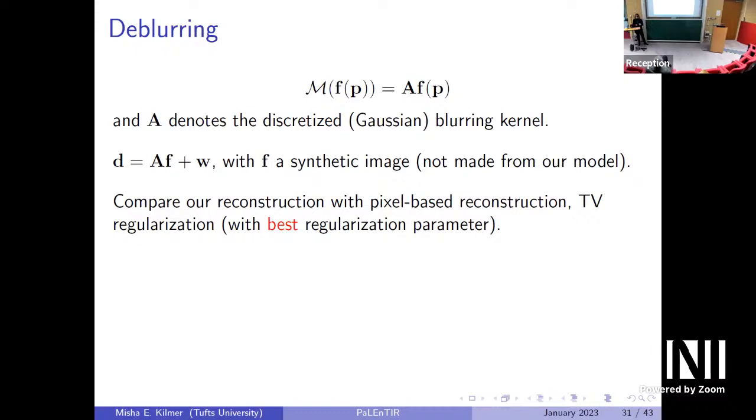So here, my first example is using deblurring. So it's just a Gaussian blurring kernel. Again, I'm starting with a synthetic image. It was not formed using any PaLENTIR model, so I'm not committing an inverse crime. I added noise to this. And what I'm going to compare it to is one of these Tikhonov regularized things where the regularization operator is something called total variation. Many of you are familiar with that.